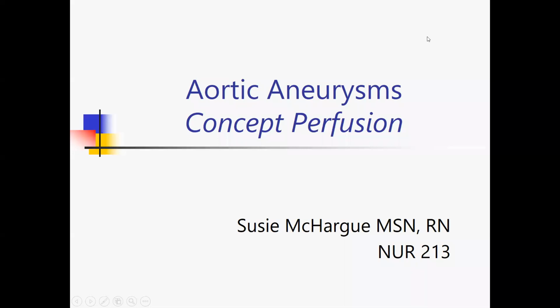Okay, we're going to talk about some aortic aneurysms with the concept of perfusion. There are two types that we're going to talk about. Chapter 30 in your Med-Surg book on page 862 through 867. That's where you will find this information.